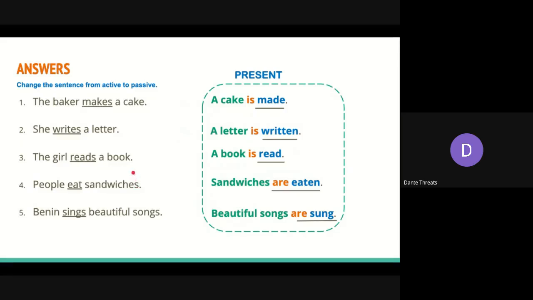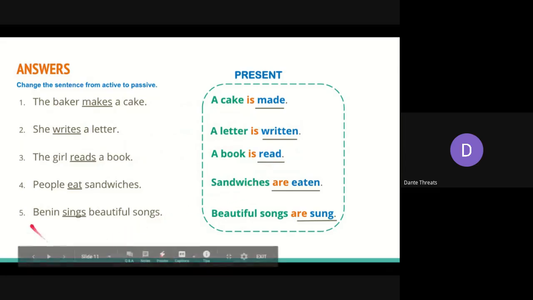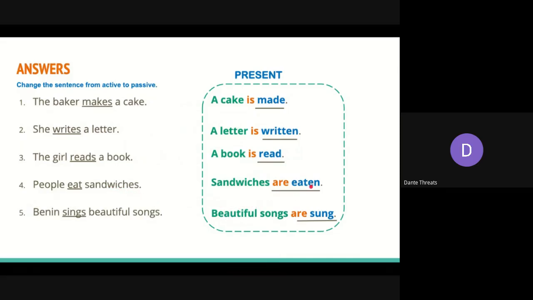Okay, number 3, the girl reads a book, right? So take out the subject, right? The object becomes the subject. We add is because it's singular, and then we over here add the participle. Okay? And number 4, people eat sandwiches. That means sandwiches are eaten in the present passive voice.